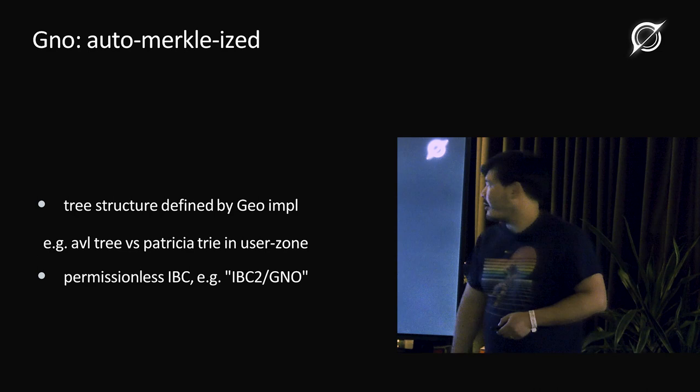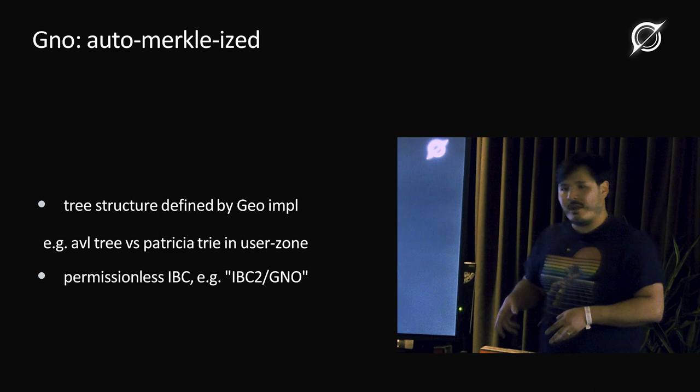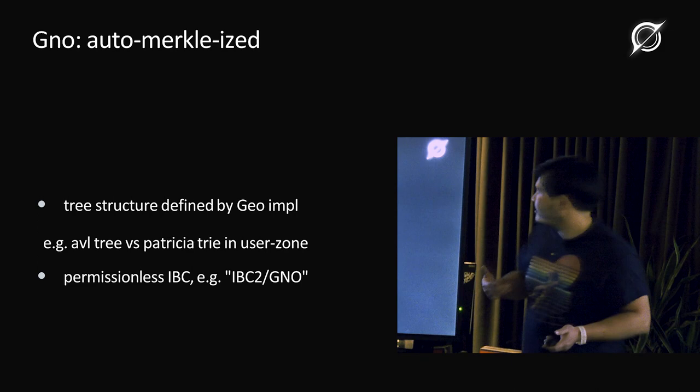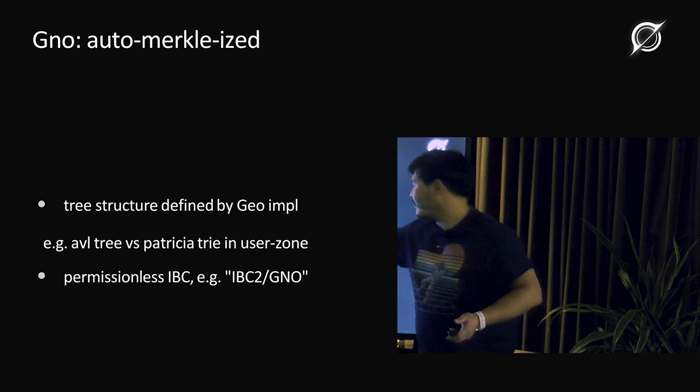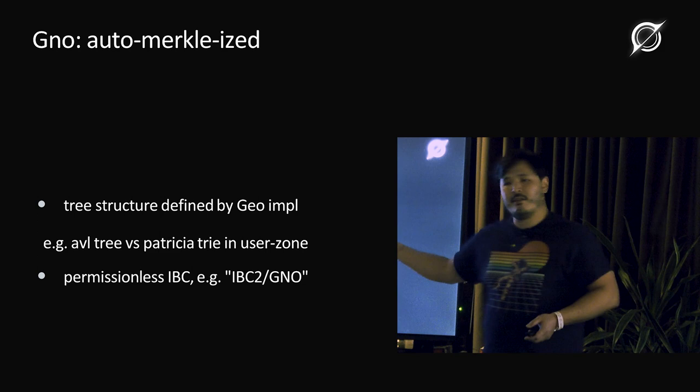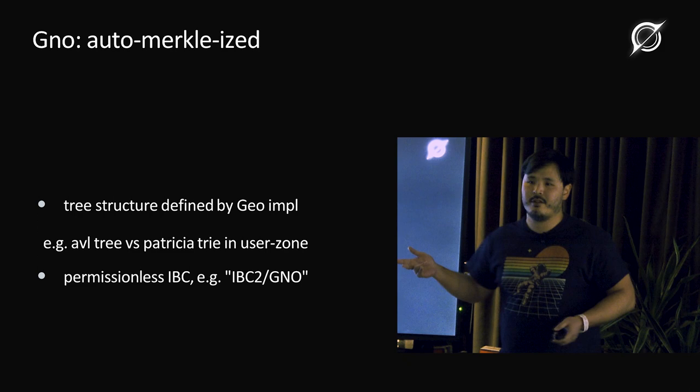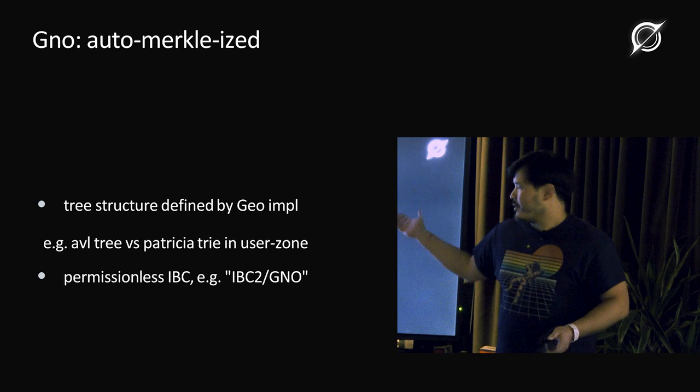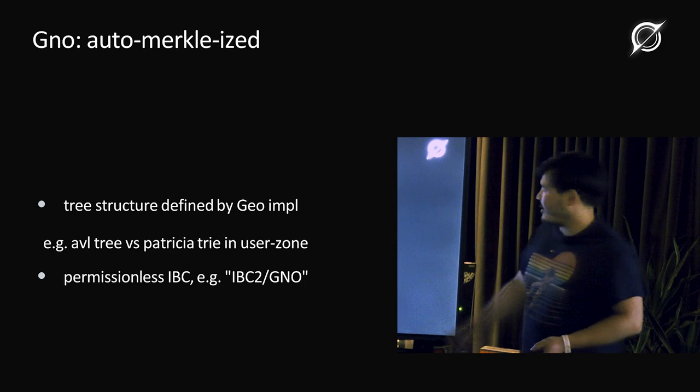Okay, so not only does it automatically persist things, along the way, as it's persisting the objects, it merkleizes it automatically. So what does that mean? Tree structure defined by user implementation, right? So the data structures that you define in Gno are how it's merkleized, which means you can define binary or 16-branching Patricia trees, whatever you want, you just implement it, and the way it's implemented is how it's persisted and merkleized. What does that mean?